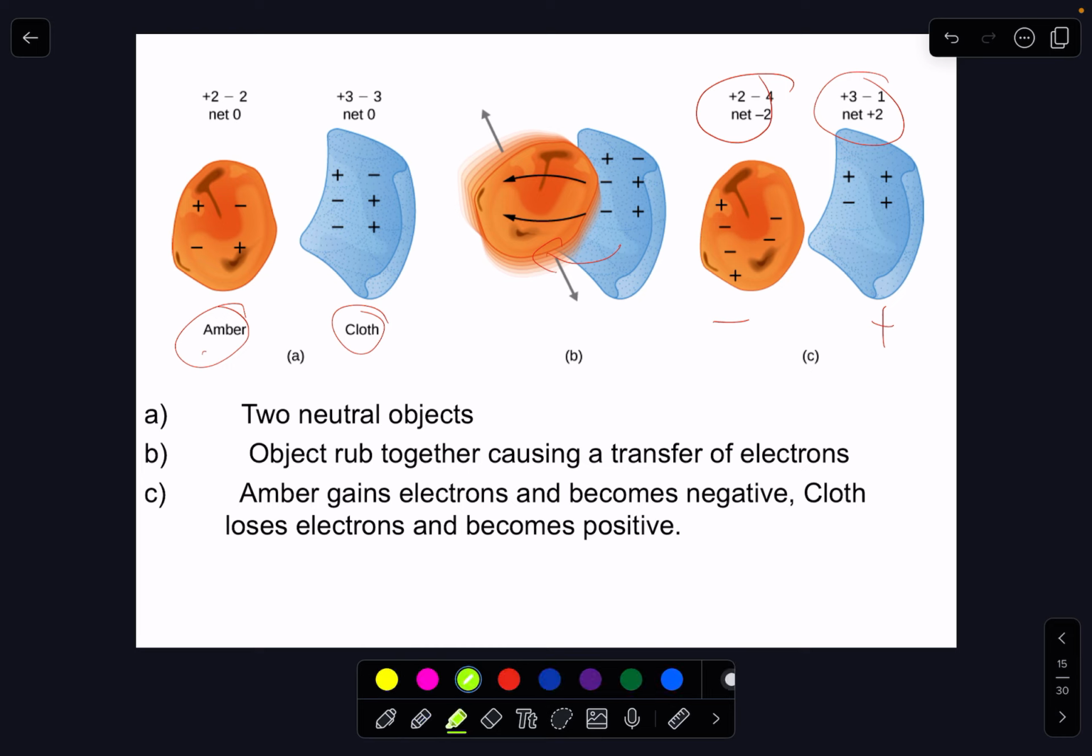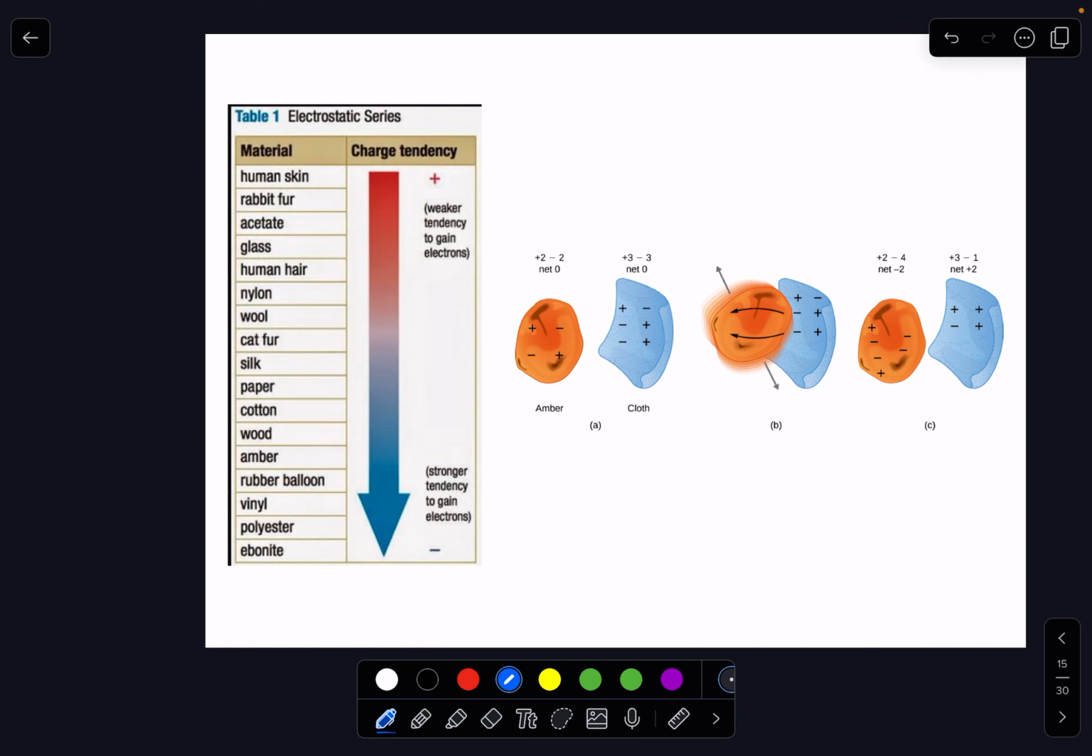Notice though that your positives never changed. It's your negatives. Your protons cannot move. I mean, they wiggle and vibrate and all that kind of fun stuff, but they don't transfer. So it's now our amber has 2 more electrons, therefore it has a net charge of negative, which leaves our cloth a net charge of positive.